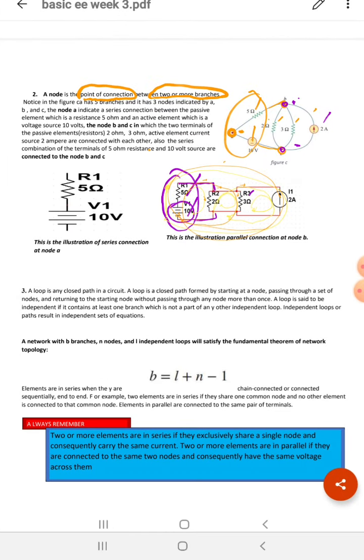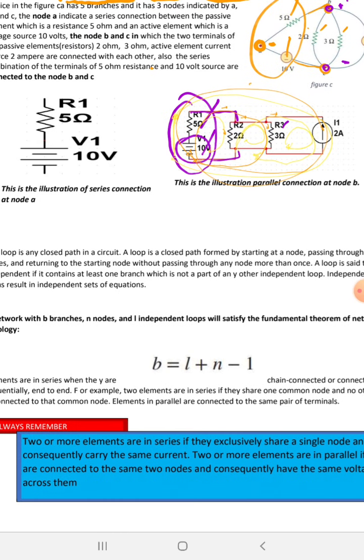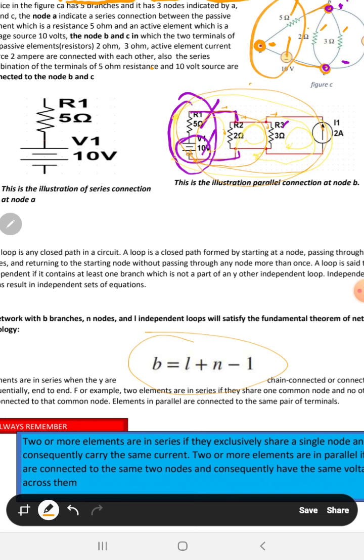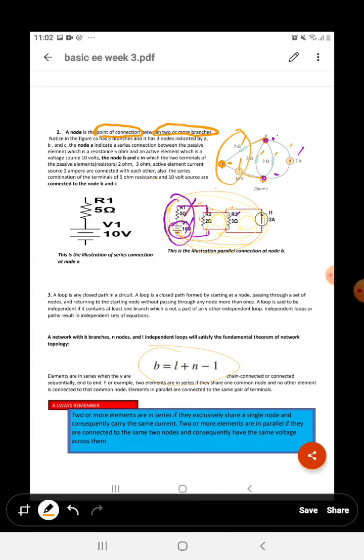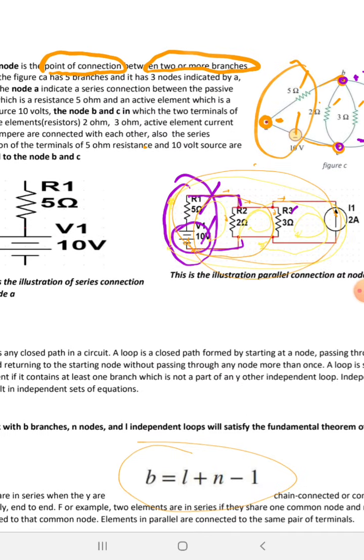So, in order to relate your number of branches, nodes, and independent loops, it will satisfy the fundamental theorem: your branches is equal to your loops plus the number of nodes minus 1. Okay. So, always remember, two or more elements are in series if they exclusively share a single node. Ito yung sinasabi ko kanina, single node. Ito lang yung share nila. Yung node A.